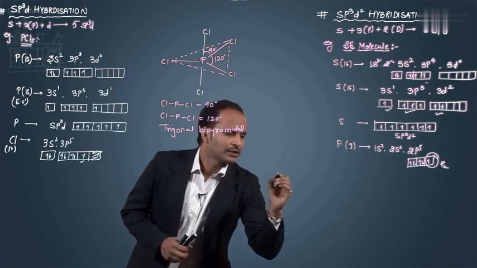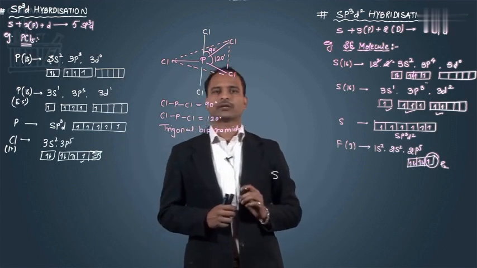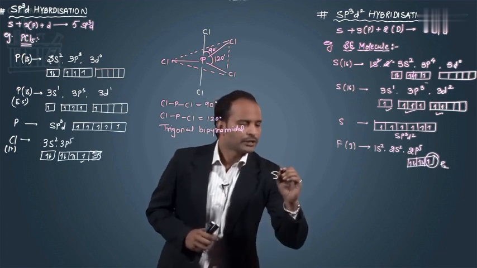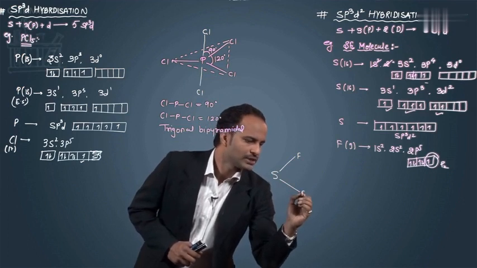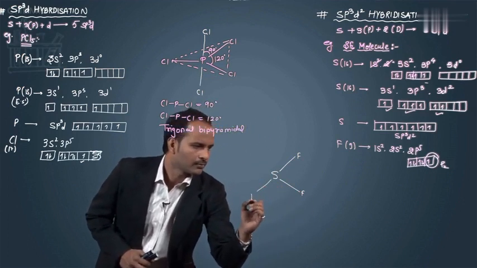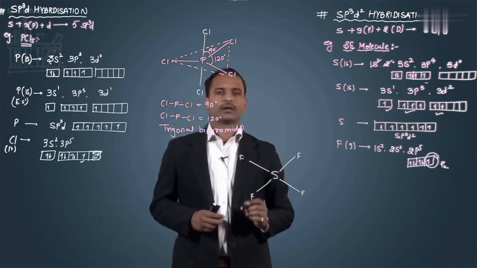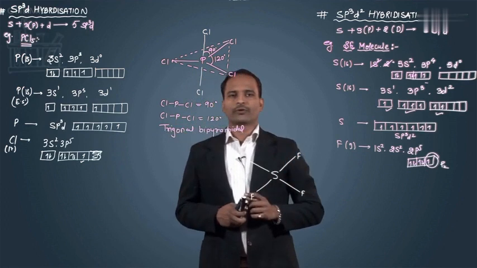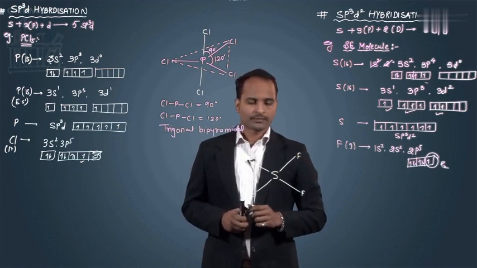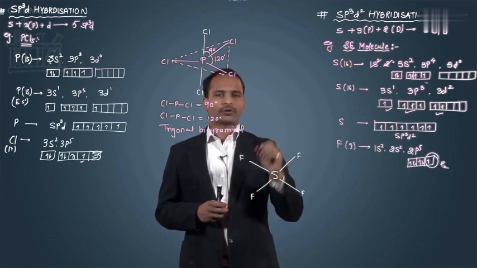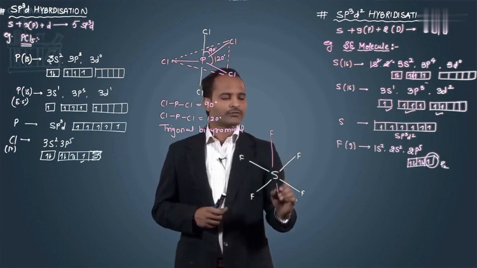Sulfur is going to be at the center. There are a total of 6 fluorine atoms. Out of the 6 fluorine atoms, 4 fluorine atoms are oriented towards the corners of a square. These 4 fluorine atoms are present in the same plane, and that's why it is called square planar. And 2 more fluorine atoms are perpendicular to the same plane, that is, 1 fluorine will be here and 1 fluorine will be here.